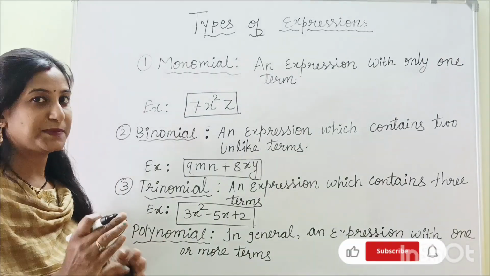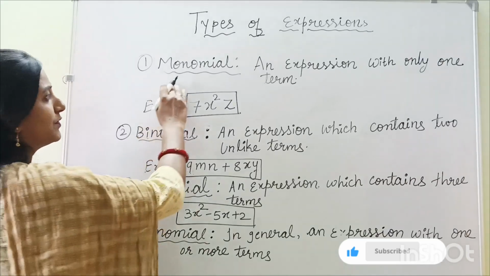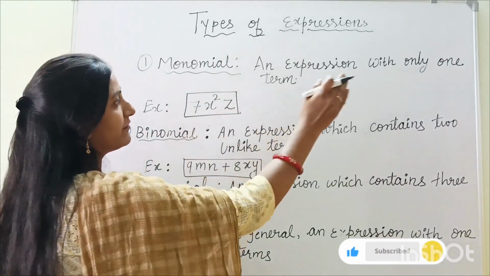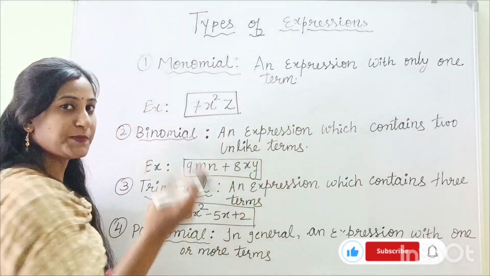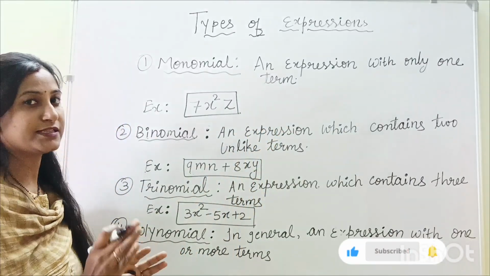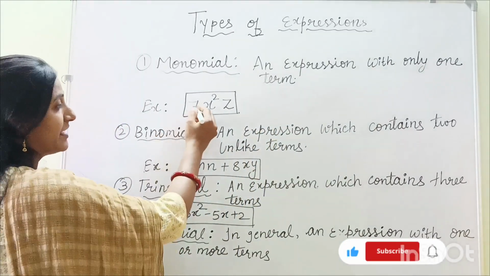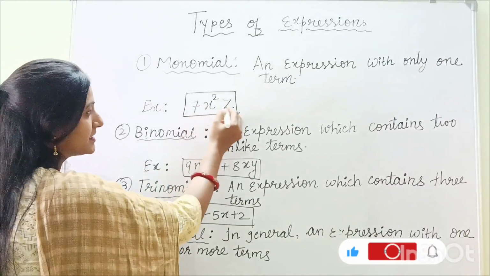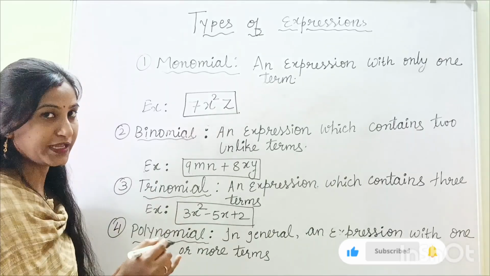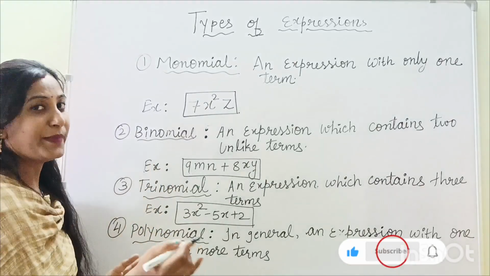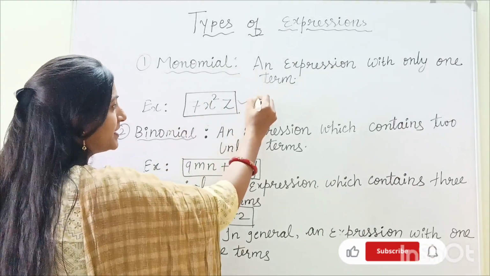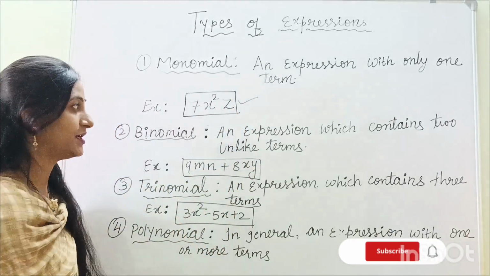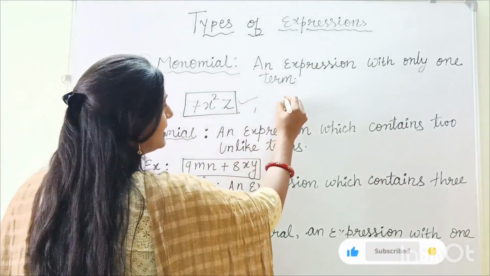Now we will see the types of expressions. The first one is monomial. What do we mean by monomial? An expression with only one term. If any expression has only one term, it is called a monomial. 7x square z has only one term, because between these factors there is no sign except multiplication, like plus or minus. So it is only one term. So 7x square z is a monomial expression. One more example we will see.